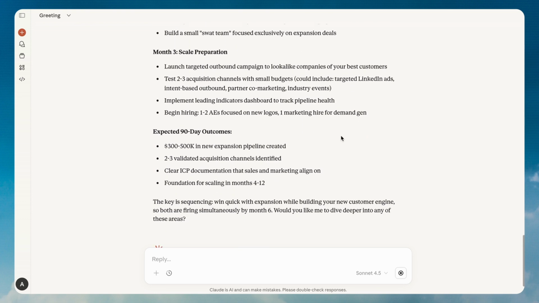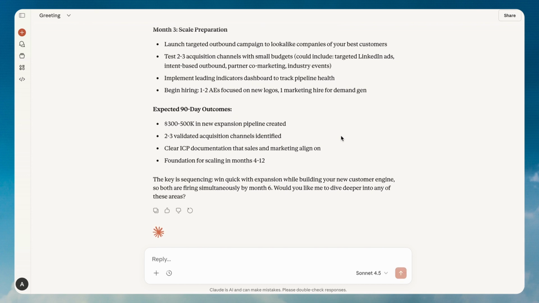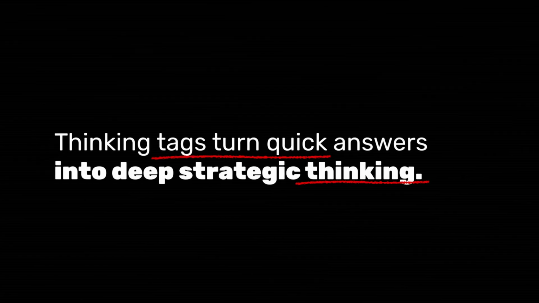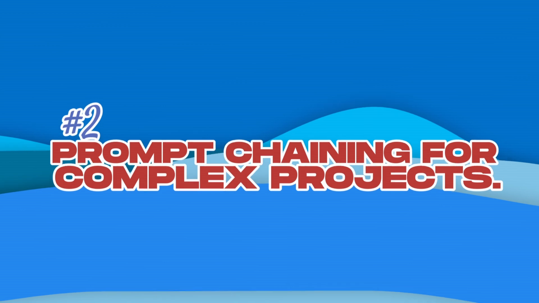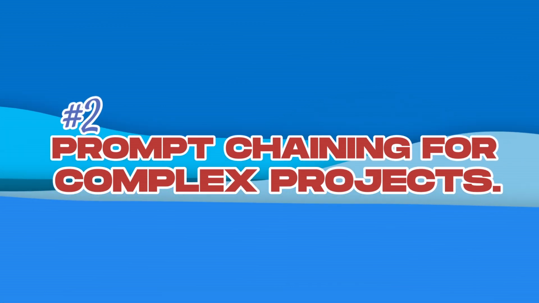It's like watching a consultant think out loud before giving you the final recommendation. You see the reasoning, then you get the production-ready solution. Thinking tags turn quick answers into deep strategic thinking. Technique number 2. Prompt chaining for complex projects.